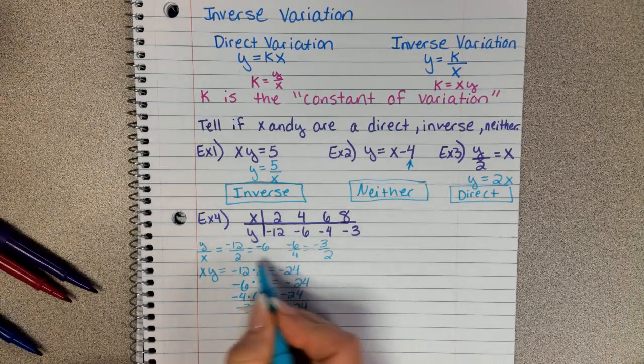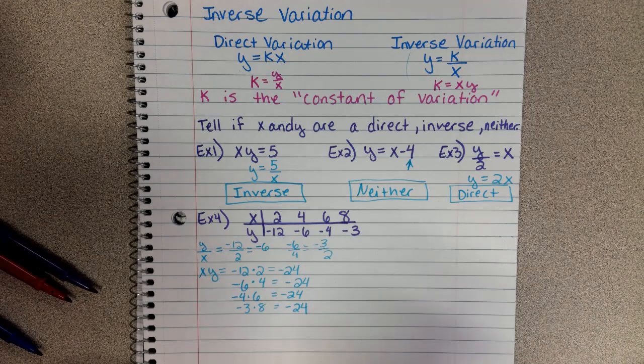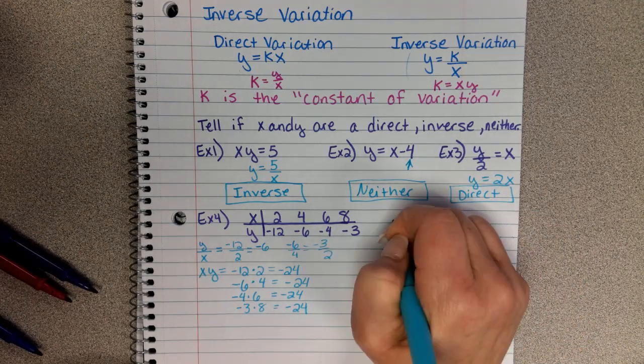So since my constant of variation is x times y, I get that from the inverse variation. So this problem happens to be an inverse variation.